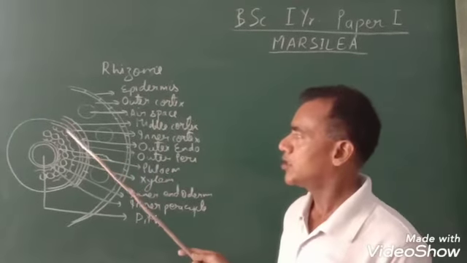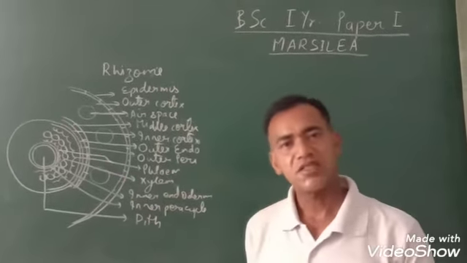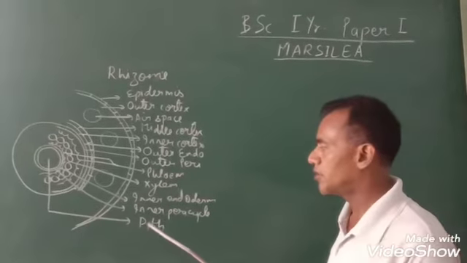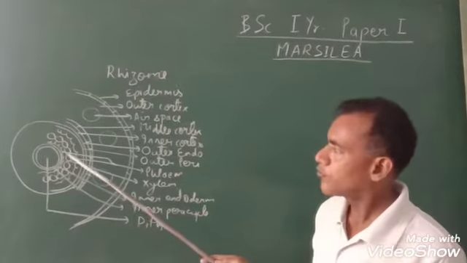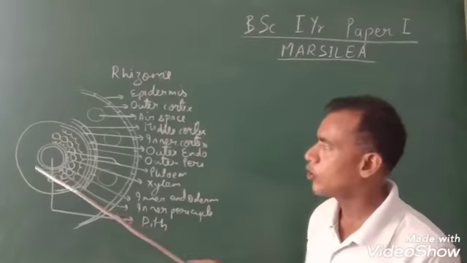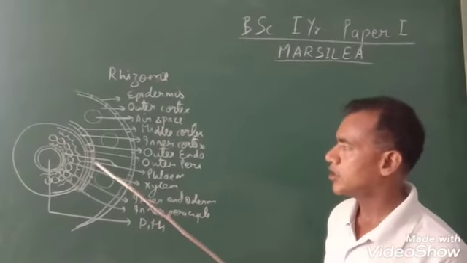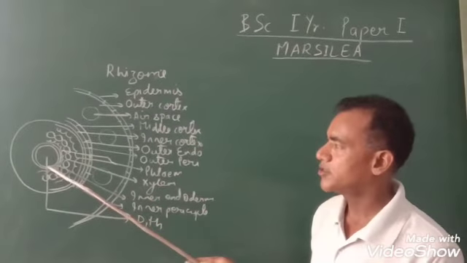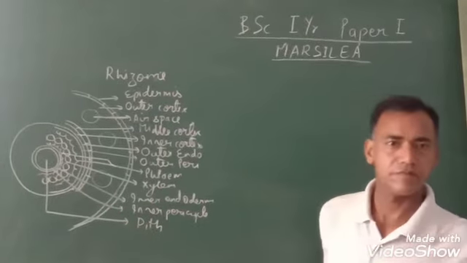Now coming to the stele. The stele is amphiphloic siphonostele. Siphonostele, since pith is present. Amphiphloic because phloem is present on both the sides of xylem. Outer endodermis and pericycle and inner endodermis and pericycle are present.